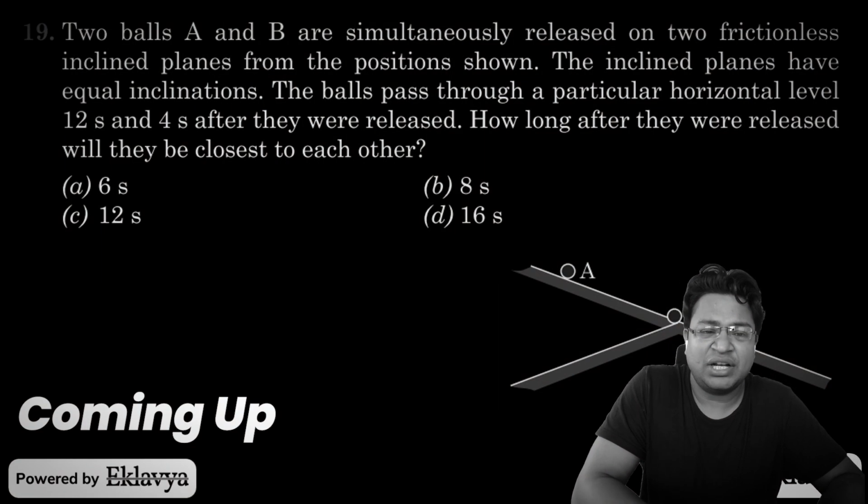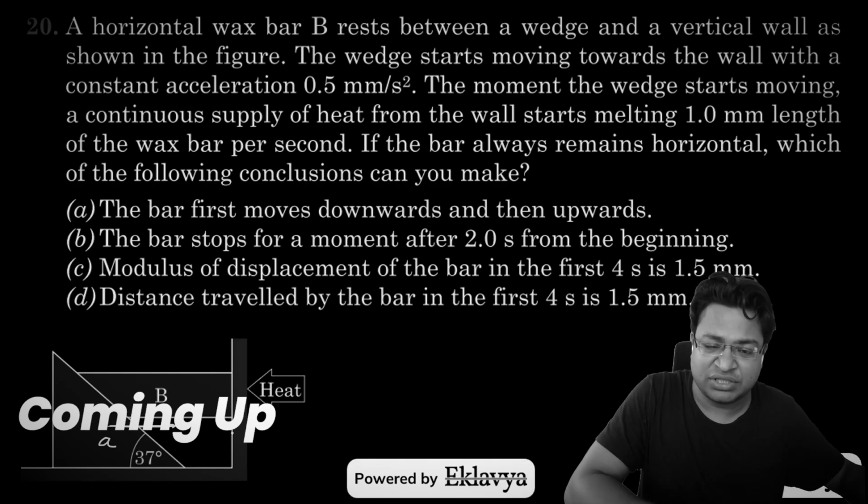This is question number 19. It says that two balls A and B are simultaneously released in two frictionless planes. Imagine a situation in which this ball is not there.